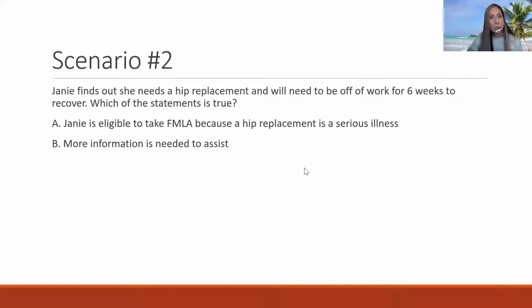So 1, we would need to know how long Janie has been with the district. Has she been here for a month? Has she been here for more than 12 months? We also need to know if she's worked the 1,250 hours. We also need to know what type of employee Janie is. And we also need to review her doctor's note. So again, these are kind of like trick questions, and I don't anticipate that whenever you receive a scenario like this, all responsibility falls on the employee or the supervisor to determine. You definitely work with HR, but I just wanted to throw in some scenarios to get you guys thinking.